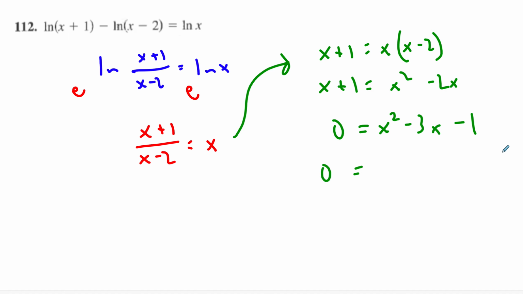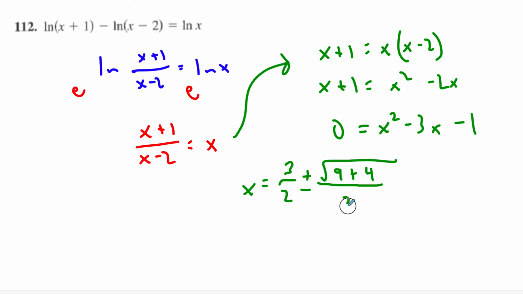Is this factorable? Doesn't look good, does it, ladies and gentlemen? What are we going to have to do? Quadratic formula. Opposite of negative 3, so 3 over 2 times a, plus or minus the square root of b squared, which is 9, minus 4 times 1 times negative 1, so it becomes plus 4, right? Over 2. So this is 3 halves plus or minus the square root of 13 over 2.